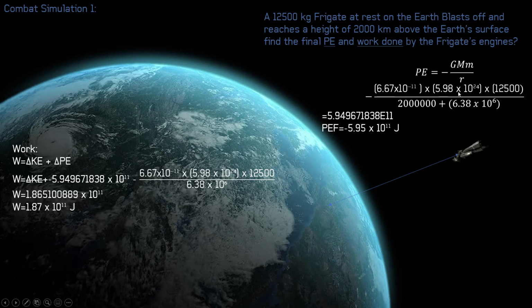The first M is going to be the mass of the Earth, and the second M is going to be the mass of the frigate. So now we've identified G, M, and little m. The next thing we need to do is identify the radius.